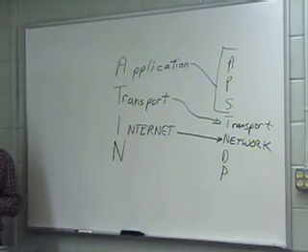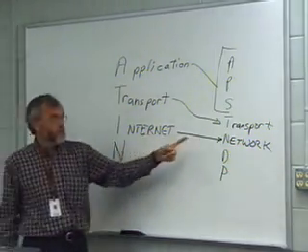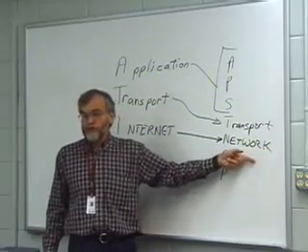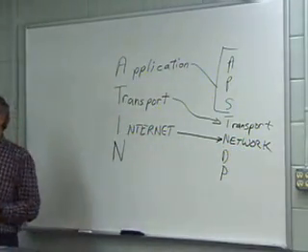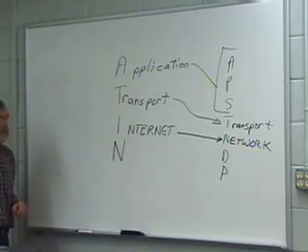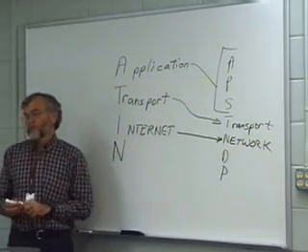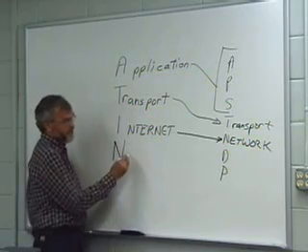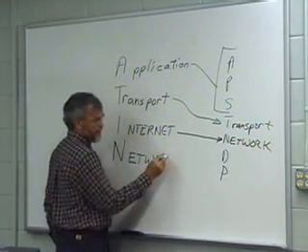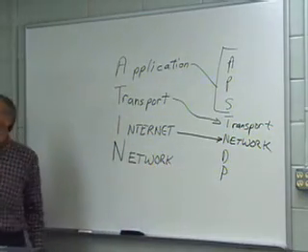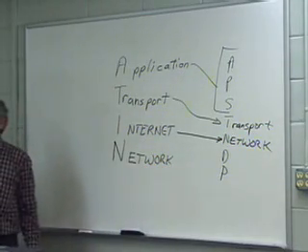Okay? Their view of it was you were connecting networks together right there. Here, they call it the internet layer. Now, here's the confusing one. This bottom one is the network layer. Now, that's not what they tell you in the book.